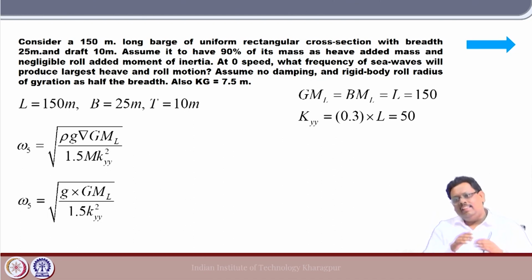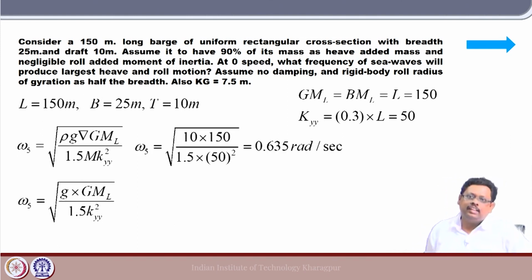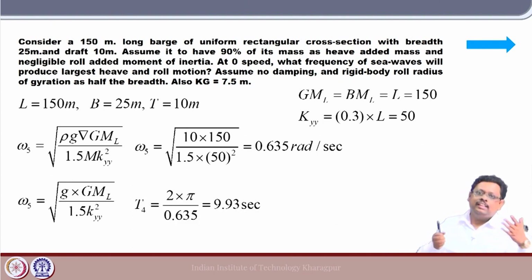Otherwise, what in fact I did is basically I am simply taking BML of the order of length, so 150. See, here the whole point is to approximate, we are not computing anything. Similarly, I am doing with kyy, which is 0.3 into L. So, I just take 1/3 of the length. Now, with this approximation, if I calculate the natural frequency, it comes out 0.60, and that gives 10 seconds.